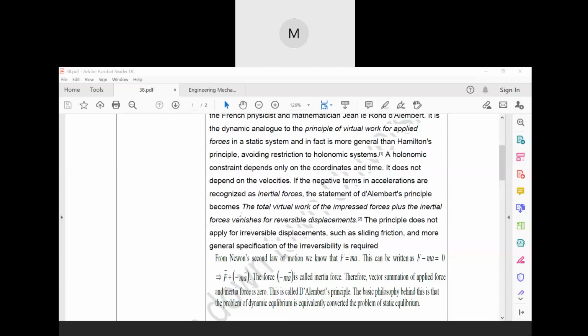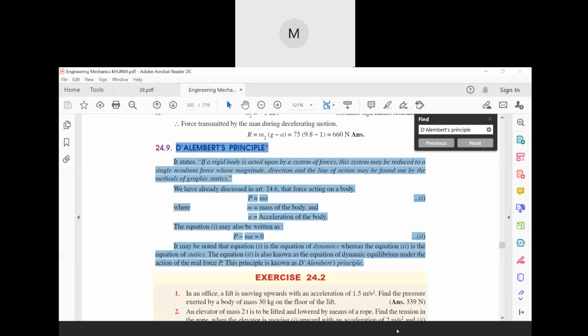So we all know that F equals ma, right? So if F equals ma, then m is the mass of the body, and a is the acceleration of the body. So we can write it as F minus ma equals 0. This equation is basically known as D'Alembert's principle.